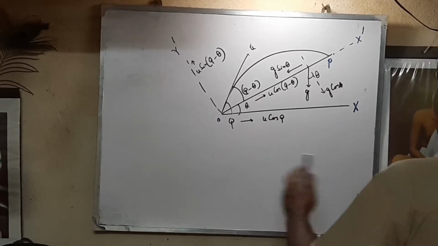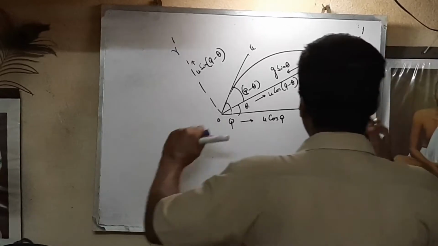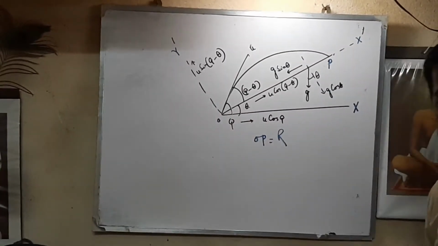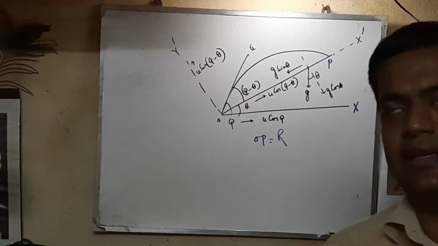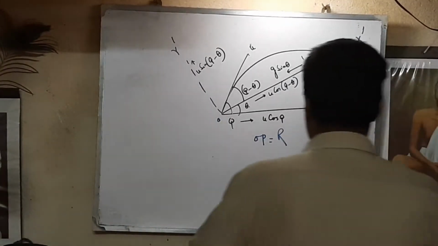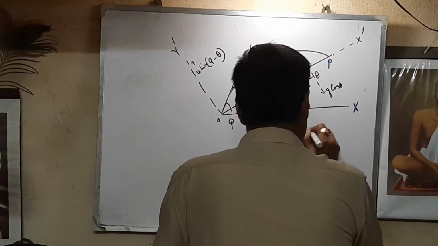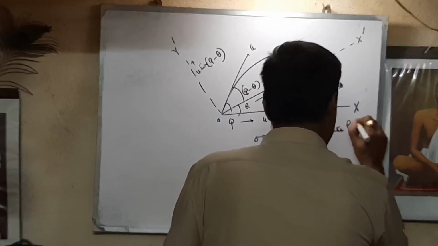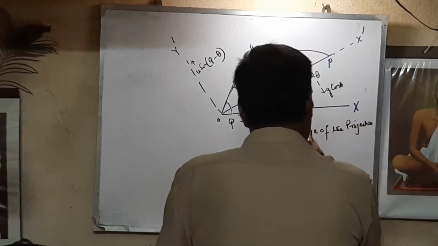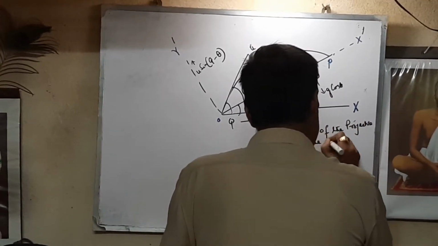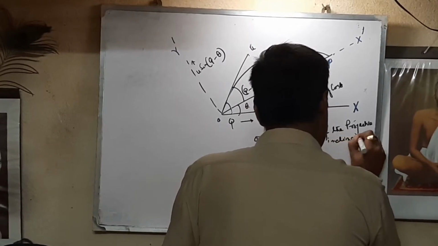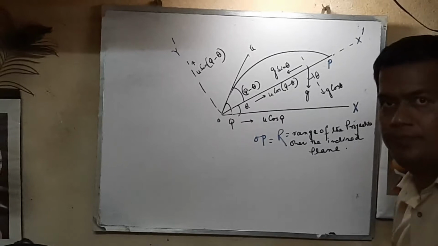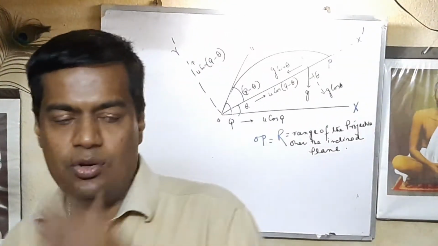Now OP is equal to R. R means the range of the projectile over the inclined plane.